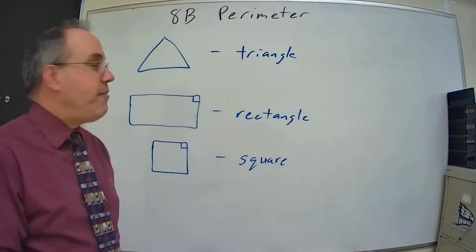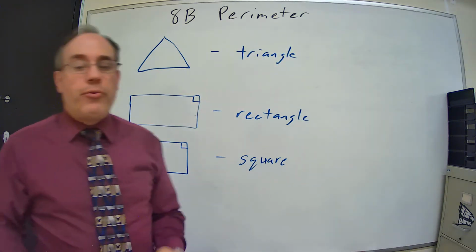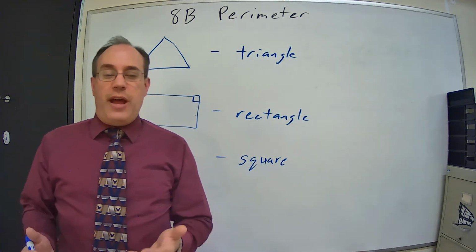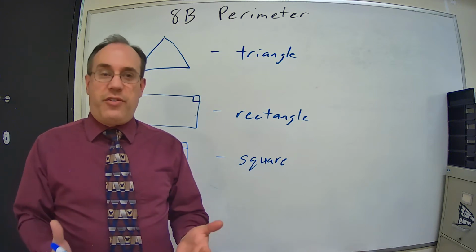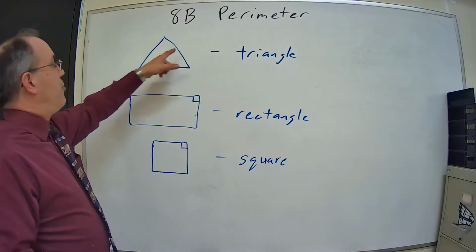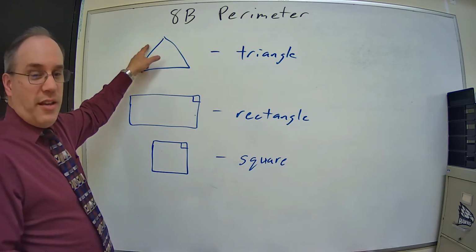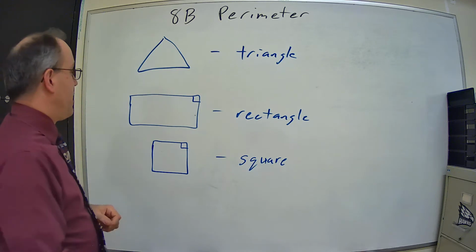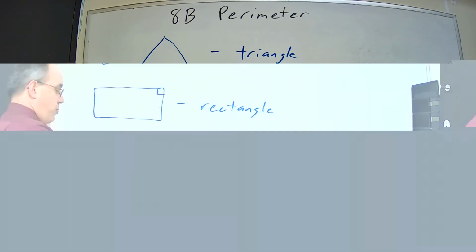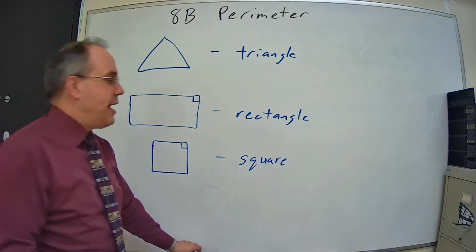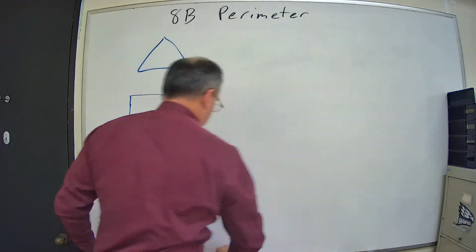Well, now that we have these, we can work with perimeter. Perimeter is just the distance around the shape, or the sum of all the exterior sides. So the perimeter of a triangle would be this side plus this side plus this side. So it's just the sum of the three sides. Perimeter of a rectangle would be the sum of all four of those sides. Of a square, the sum of all four of those sides. And we're going to give some basic equations for this.